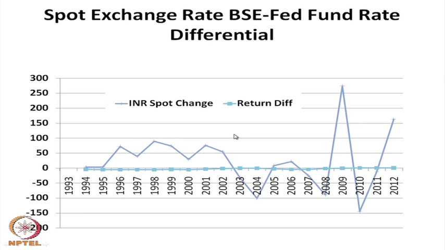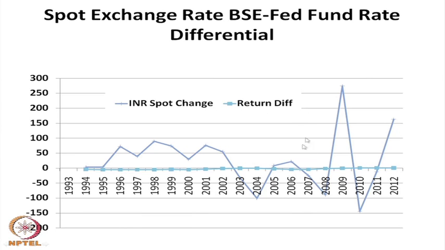Similarly, I have drawn the INR spot change and the return differential. When the return differential is high, that is, the equity market is giving more return, there will be more FI in the equity market, and when this FI comes to India, there will be fluctuation in the INR and USD rate, and the INR and USD fluctuation may reflect in the return differential. So, I have drawn two graphs between the INR and USD and the return differential.